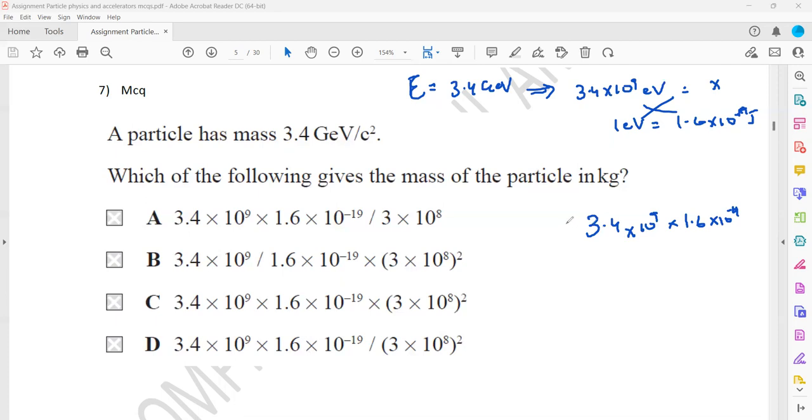And then this will give us the answer in joules. This answer in joules, we'll divide by the speed of light. Why divide by the speed of light? We need the mass. So mass is energy in joules divided by the speed of light squared. So it will be 3 into 10 to the power 8 and then whole square. So 3.4 exponent 9 times 1.6 exponent minus 19, and that is divided by 3 exponent 8 square. So option D will be the right answer for question 7.